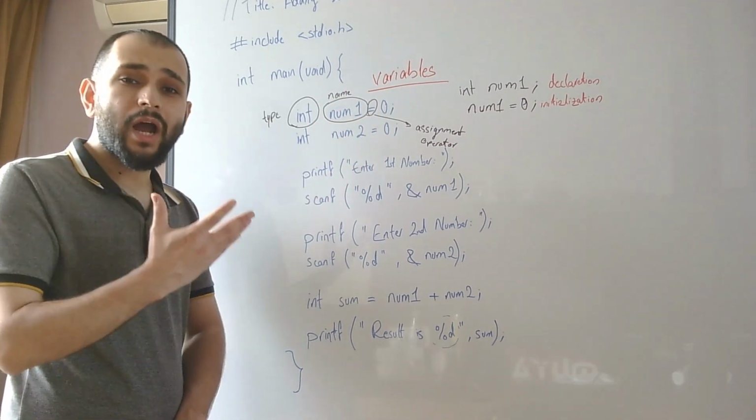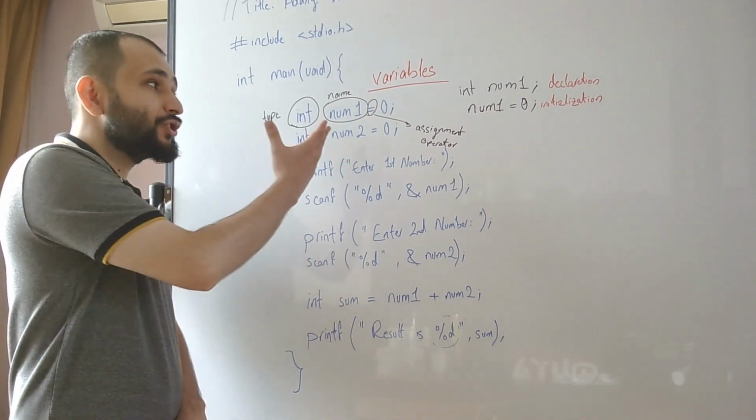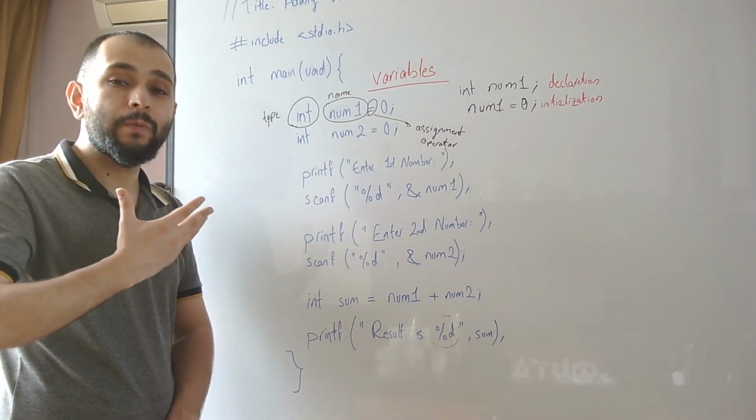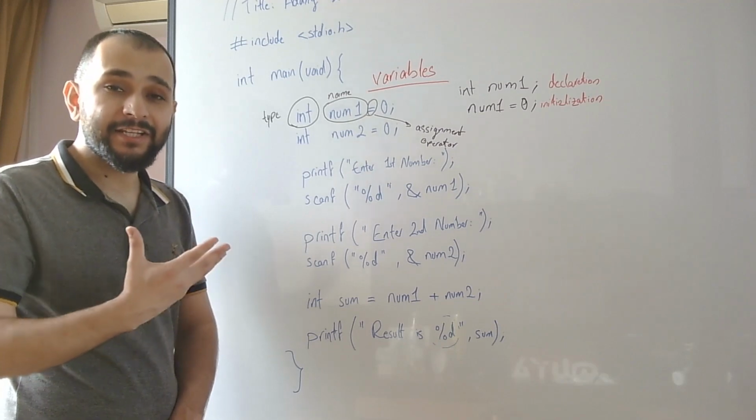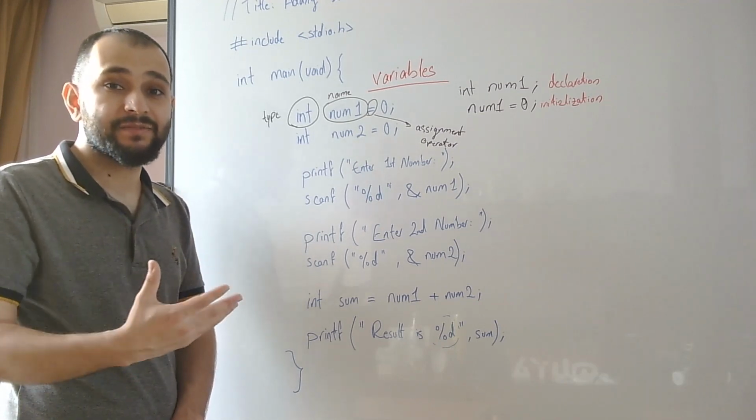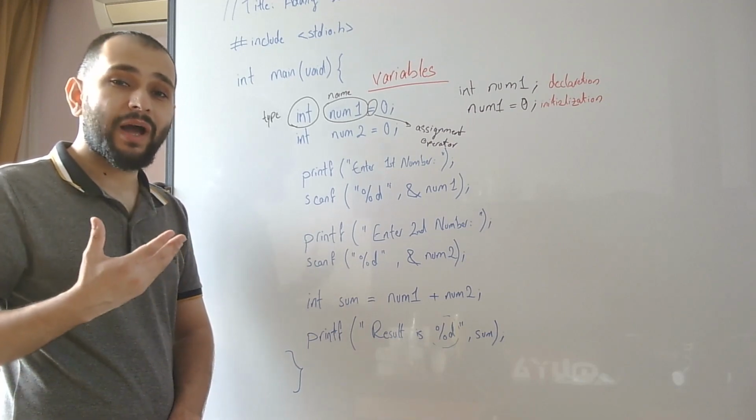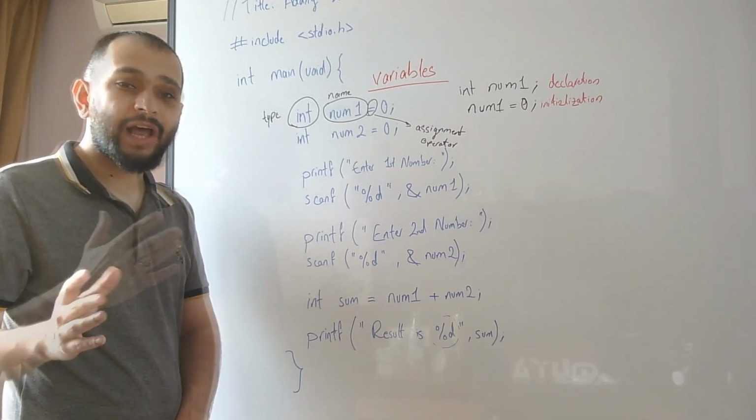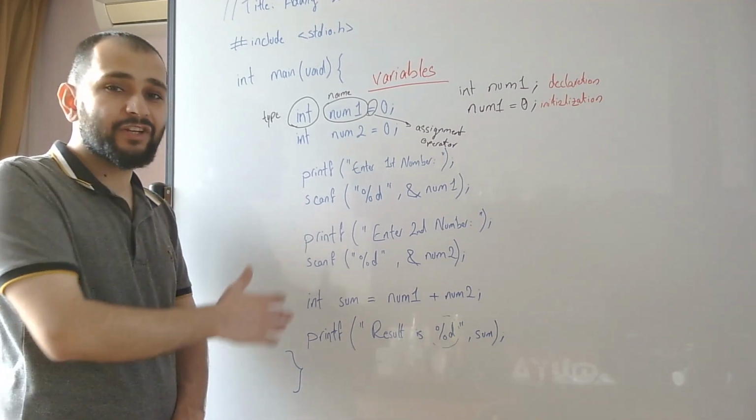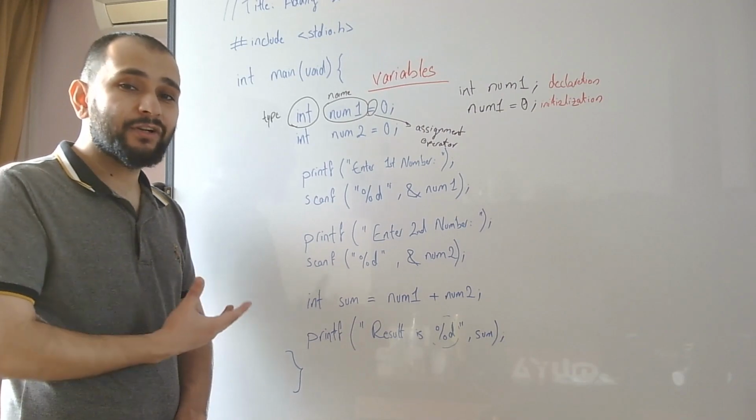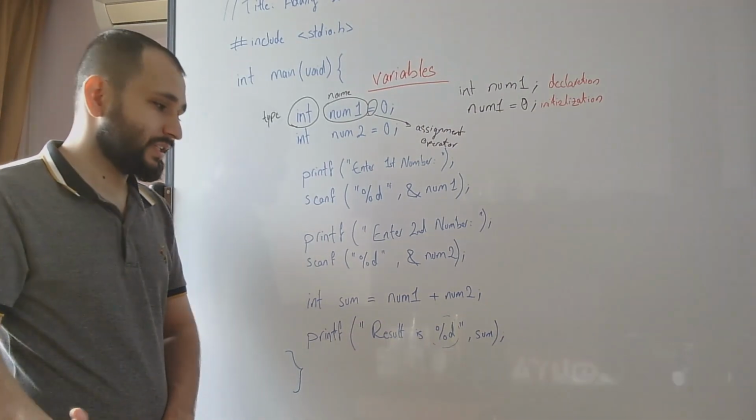Now, the reason why we should provide an initial value to our variables is that we want to prevent having unexpected results. What do I mean by unexpected results? Let's go and see that on my laptop, and we are going to make some modifications to this program to show you why initializing variables is very important.